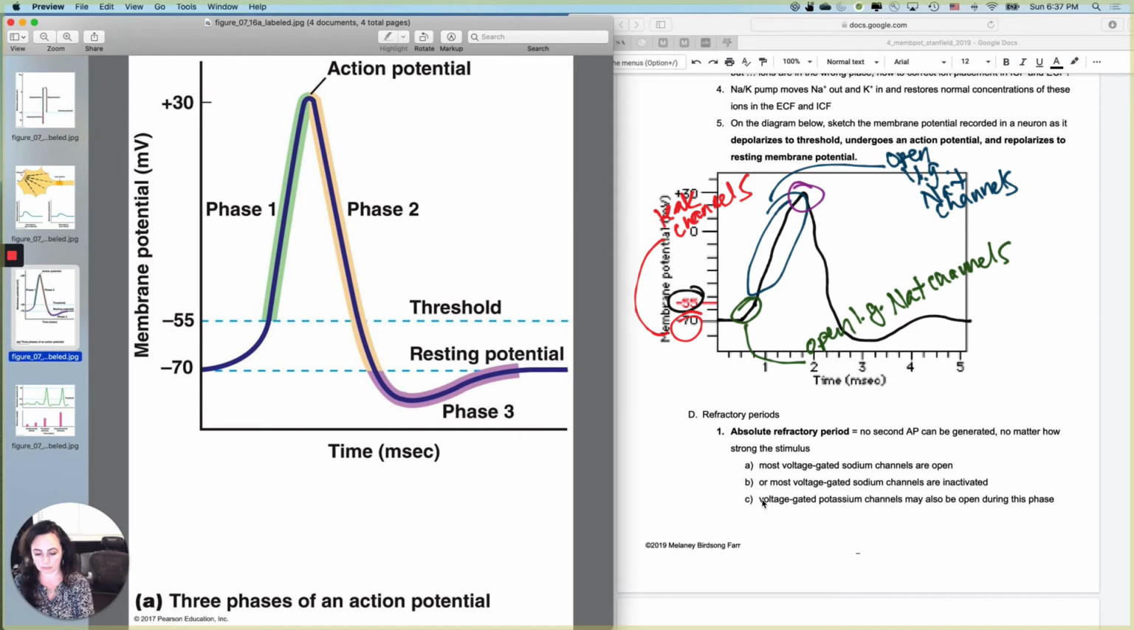So what happens here? I'm going to close voltage-gated sodium channels, and then in order to get all the way back down, I'm going to open voltage-gated potassium channels. Okay, and not shown on the diagram, because it really doesn't change the number, I also have to run the sodium-potassium pump. It's happening before, it's happening during, it's happening always.